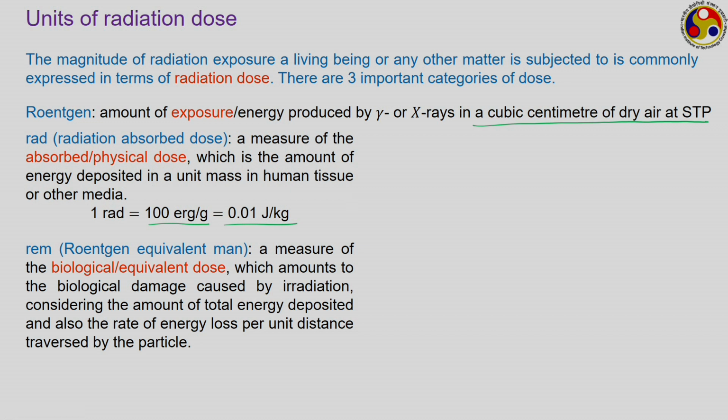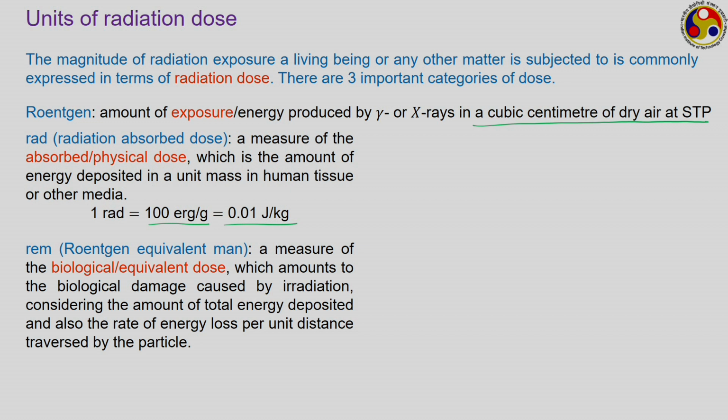It is a measure of the biological equivalent dose, which amounts to the biological damage caused by irradiation, considering the amount of total energy deposited and also the rate of energy loss per unit distance traversed by the particle. The response of different organs of our body is different against the same radiation, and therefore, we also have to take into consideration how much biological damage this irradiation is causing.